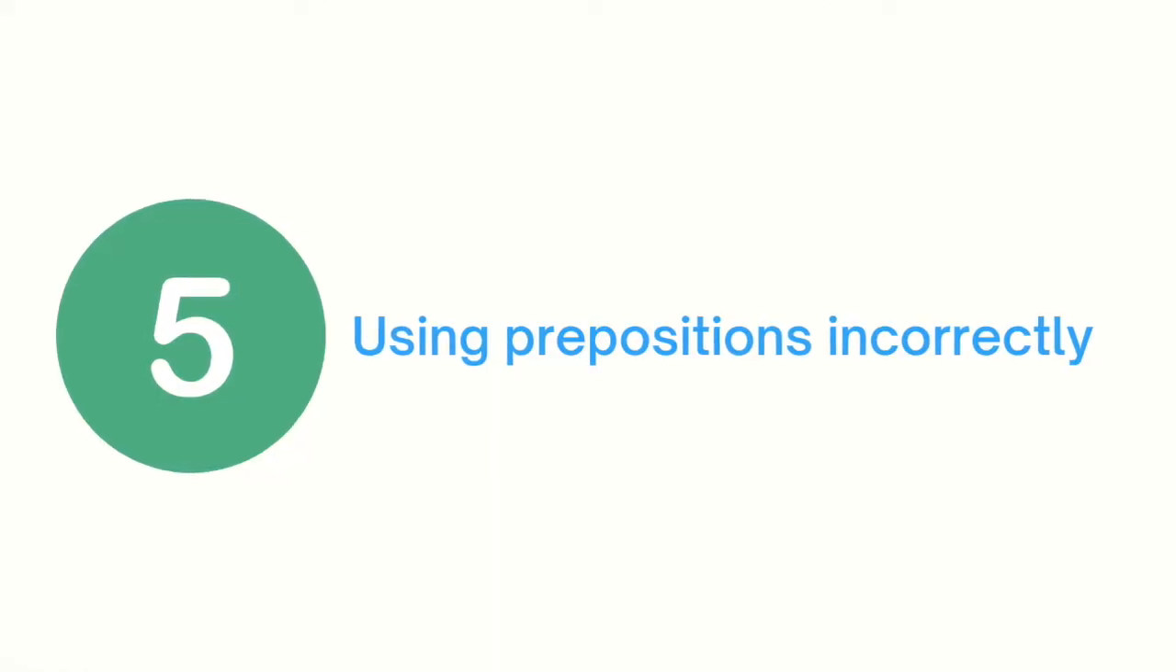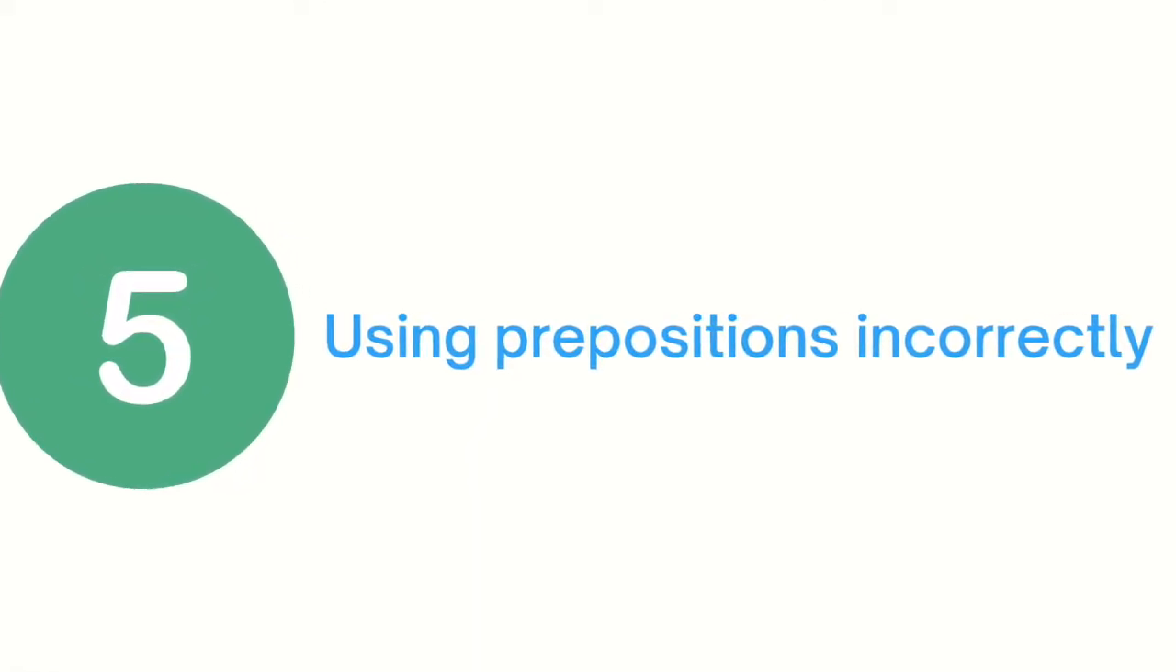Mistake number 5, prepositions used incorrectly. Now, I've seen this with a lot of students. Either they miss out on using prepositions altogether, or they just don't use them correctly. In, on and at are the ones that cause a lot of confusion, along with for and since.